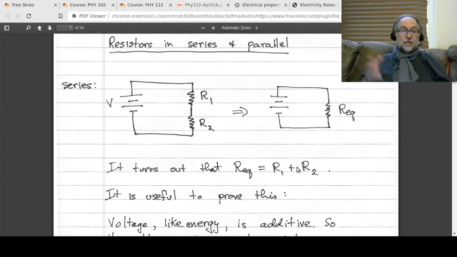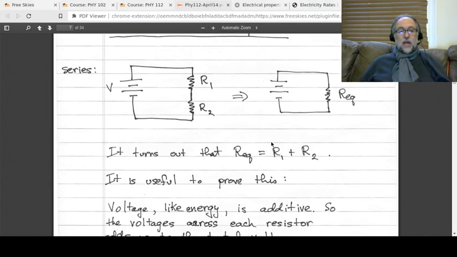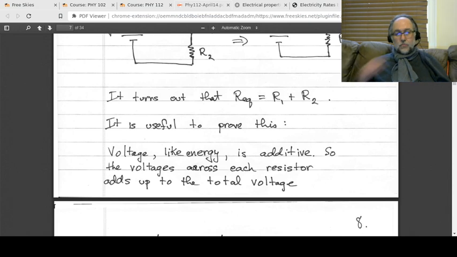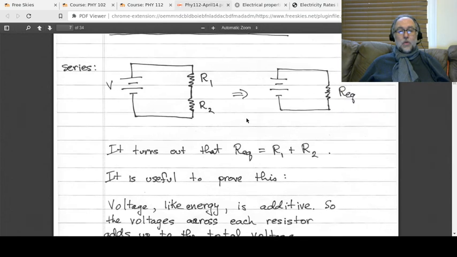Okay, so I'm going to prove it, because the proof that I have here is actually going to be something that we're going to use when we analyze more complicated circuits in a minute. Okay, so the first point you have to realize in proving this, that R equivalent is equal to R1 plus R2, is that energy is like voltage. Energy basically adds. Okay, now what that means is that there's a certain voltage here.